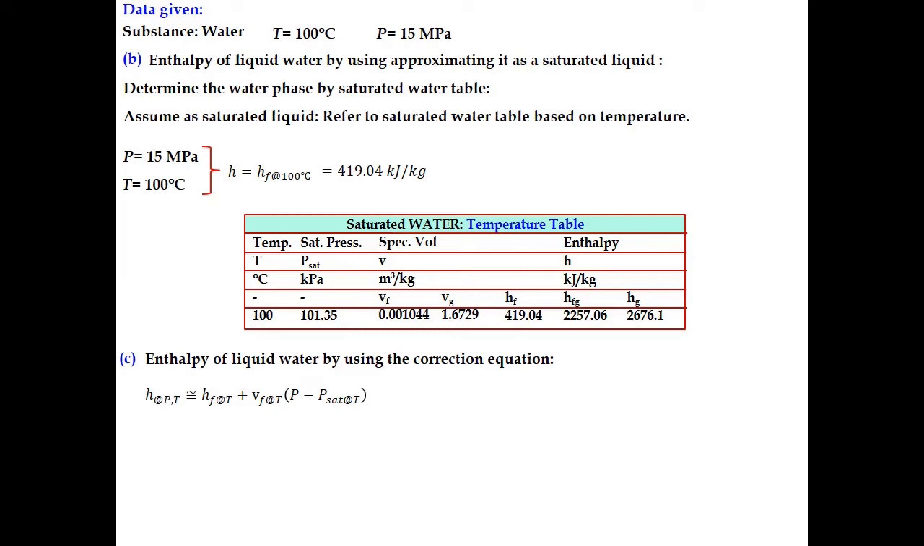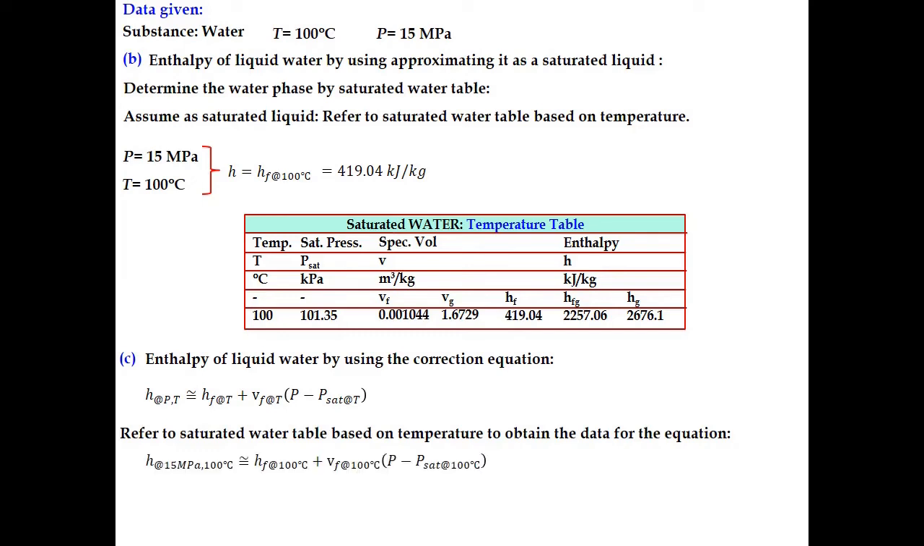For the data inside this equation, we need to use the saturated water table based on temperature. The temperature is 100 degrees Celsius, so we can use the same table as in question B. Refer to the saturated water table based on temperature to obtain the data for the equation. So hf at 15 megapascal and 100 degrees Celsius is more or less equal to hf at 100 degrees Celsius plus vf at 100 degrees Celsius multiplied by P minus P saturated at 100 degrees Celsius.